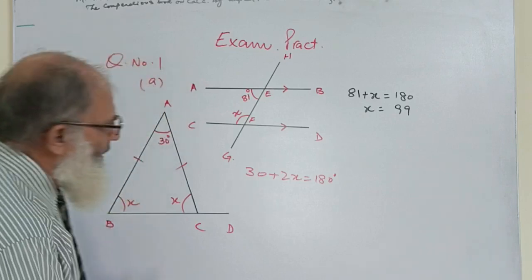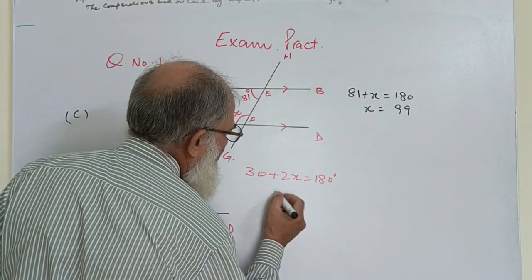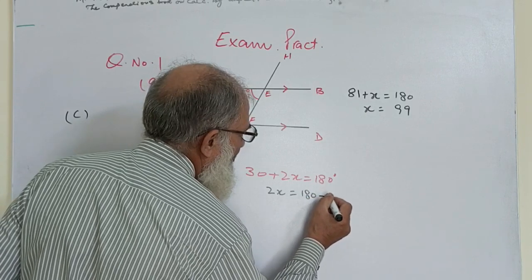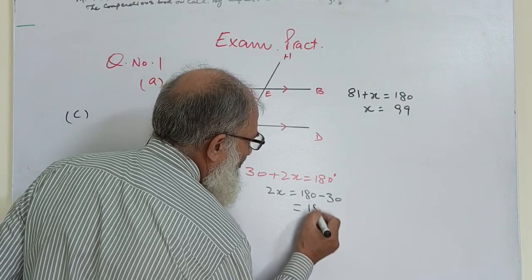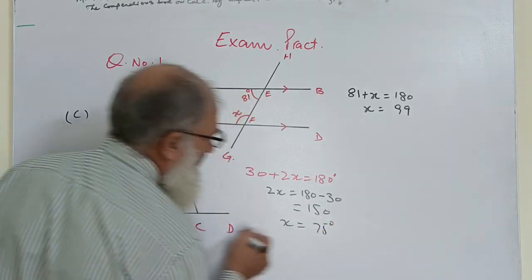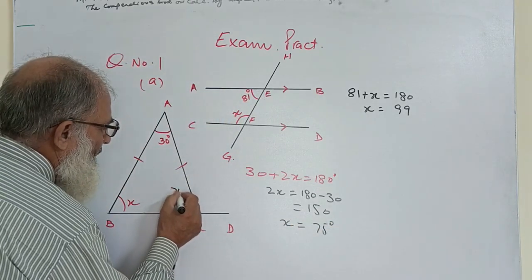It is 180 degree. So we'll eliminate it from here and bring it over here. It will become 150 and x is equal to 75 degree. Now each x is equal to 75 degree.